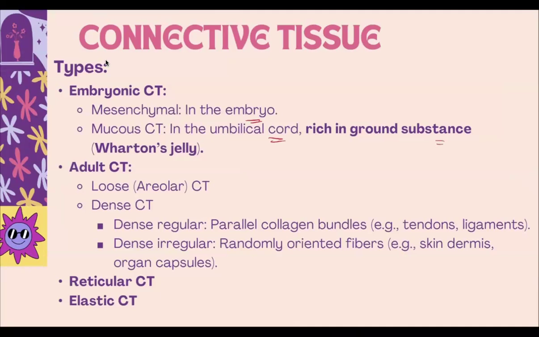Then you have adult connective tissue. This is the one found in our bodies, and it has types. It has loose connective tissue, so loose areolar connective tissue, or it could have dense connective tissue. As the name suggests, it's about the packing, like how densely packed everything is versus how loosely packed it is. Now, dense connective tissue can have two subgroups, dense regular versus dense irregular. In dense regular, they're arranged in a very distinct pattern versus dense irregular, where they're in random arrangements. Then you can have another category called reticular connective tissue or elastic connective tissue.